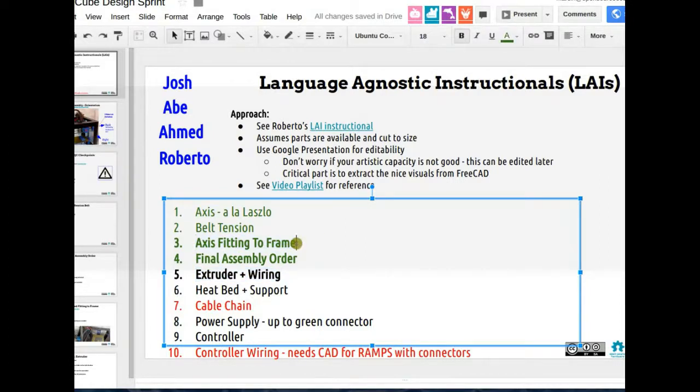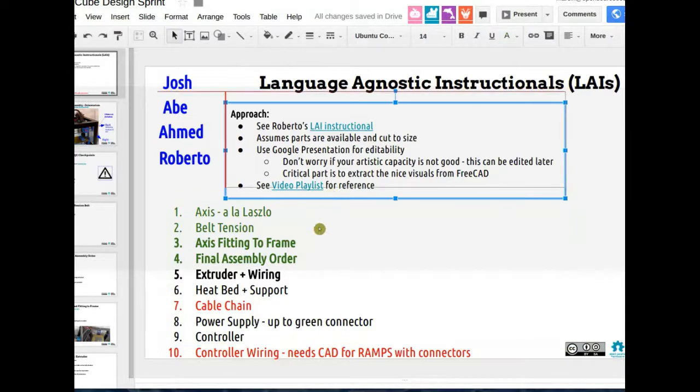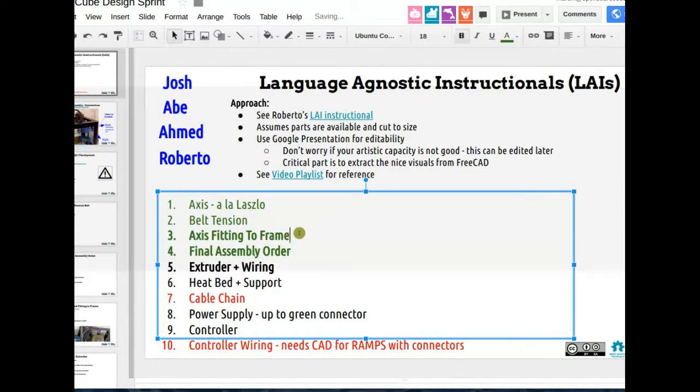So axis fitting to frame, it's a pretty complicated one, but it's the most important, so we should do it. In this example, we have to make the isometrics of the entire axis, and for the final assembly order, we have to have the isometrics of all the different pieces. So there's a lot of work there. Extracting the workflow, so we don't get overwhelmed and can see visible progress, is what we should do: start a page with the actual extracted images. It's a bunch of them, so we should break this down a little more.